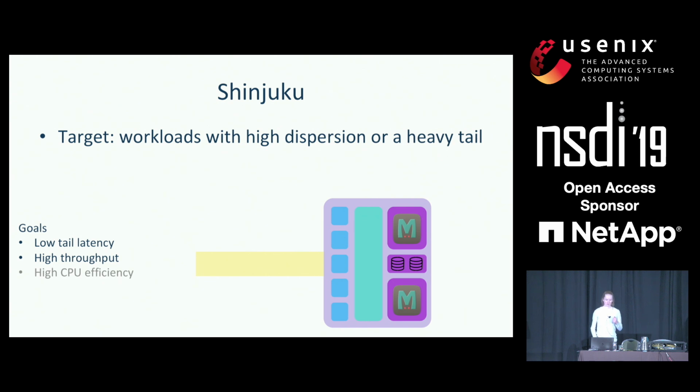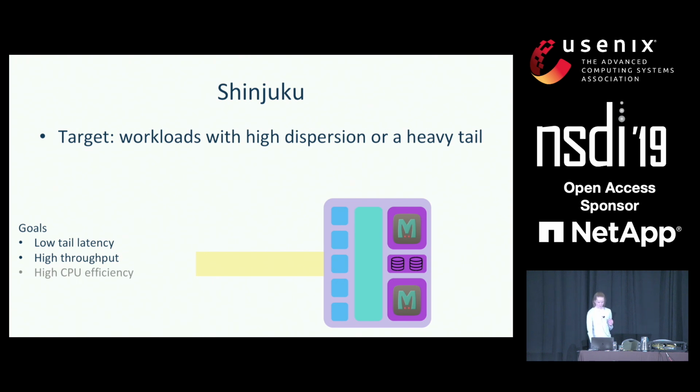Shinjuku focuses on the problem of scheduling requests. In particular, Shinjuku looks at how you can schedule requests for workloads that have high dispersion or a heavy tail. And what I mean by high dispersion or a heavy tail is generally request distributions that have high variation in the duration of requests. So some requests might be quite short and be able to be handled quite quickly, whereas other requests might be quite long. And our goal with this system is to enable high network performance, so low tail latency and high throughput.